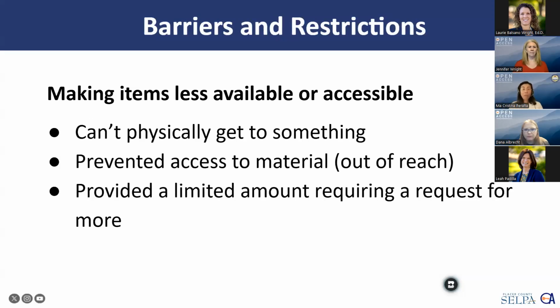All right. So some of the ways that we can provide barriers and restrictions would include manipulating the environment so our student cannot physically get to something easily. We can also prevent them from having easy access to material. So for example, we can place preferred items out of reach so that our student would be encouraged to request help. Another way to provide barrier and restriction is to limit access to preferred items so our student will be encouraged to request for more.